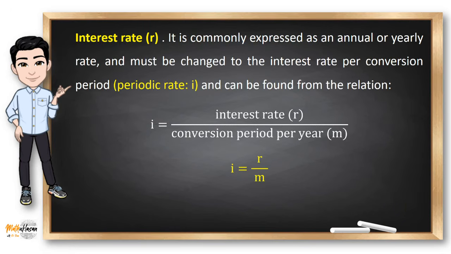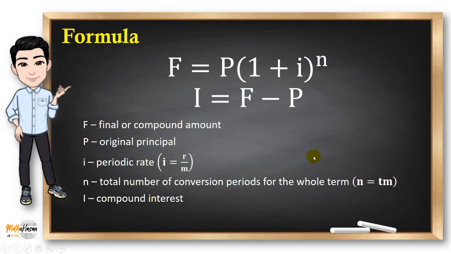In compound interest, instead of using the interest rate, we use the periodic rate, which is equal to R divided by M. R here is the usual interest rate, and M, as we all know, is the number of conversion periods per year. In the formula, it is easier to get the final amount first because it's just equal to P, the principal, times 1 plus I, the periodic rate, raised to N, or the total number of conversion periods for the whole term. If you want to get the interest, you just need to subtract the principal from the final amount. Remember that I is equal to R over M and N is equal to T times M.